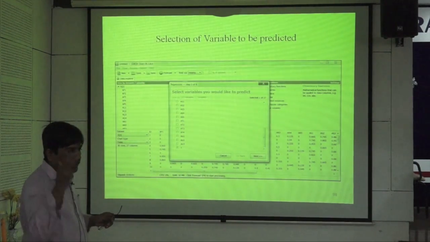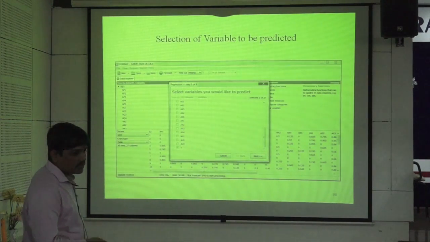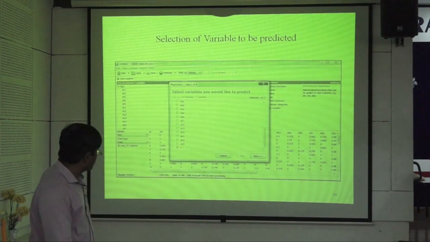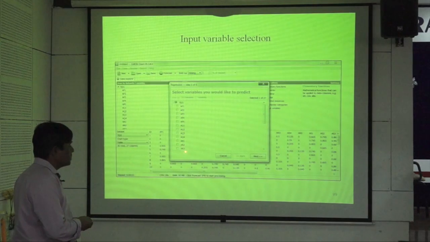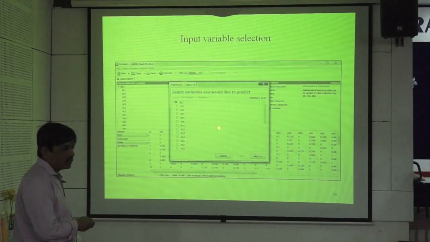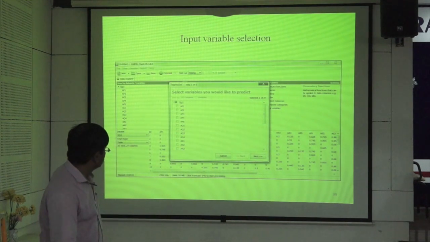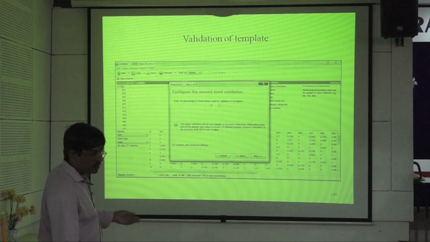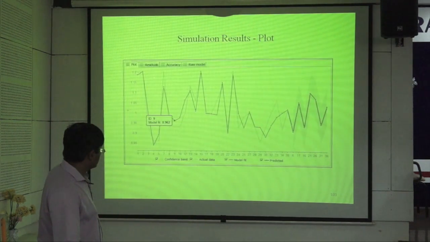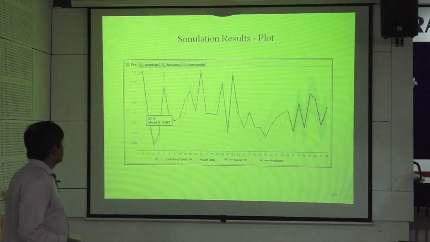This is the variable to be predicted, that is quality index. We had already calculated the quality index for all the 36 months. So in that column, all the 36 values were put. Then input variable selection: all the causes, these are all the 26 causes. This becomes the input for that GMDH. Then this is the training testing data, so 20% for testing. And this is the result we got, the simulation result.